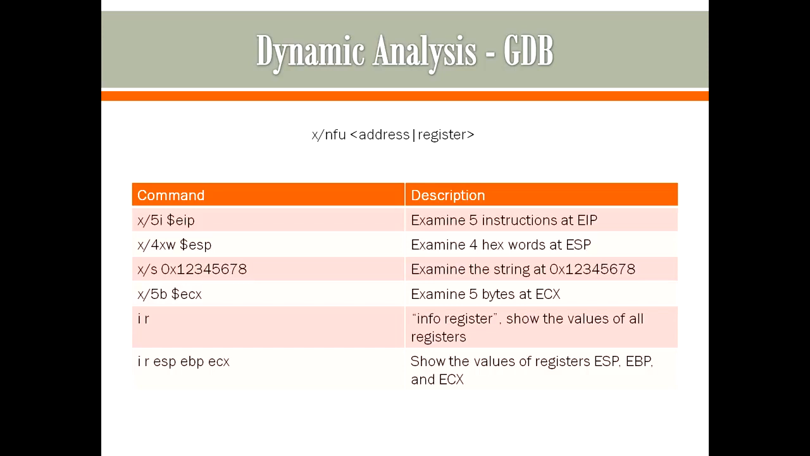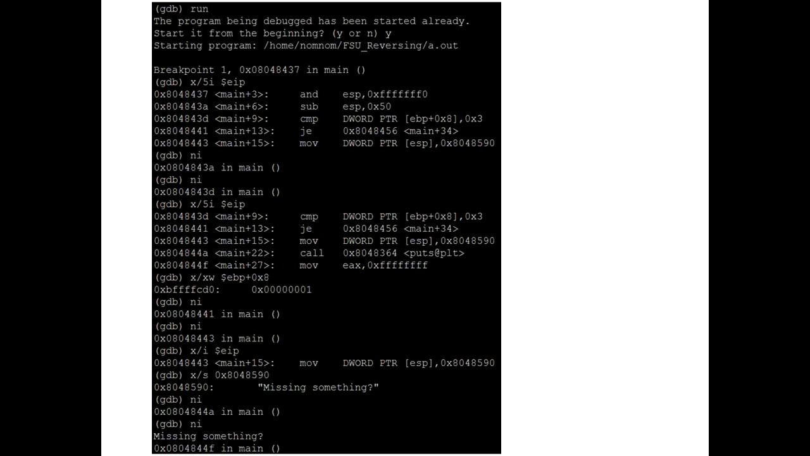The first will examine 5 instructions at EIP. The second shows how to examine 4 hex words at ESP, so in this case you're examining the stack. The third demonstrates how to examine a string at an arbitrary address, and here's how to examine 5 bytes at the address in the ECX register. To get more information on your registers, use info registers, or info registers followed by a list of registers.